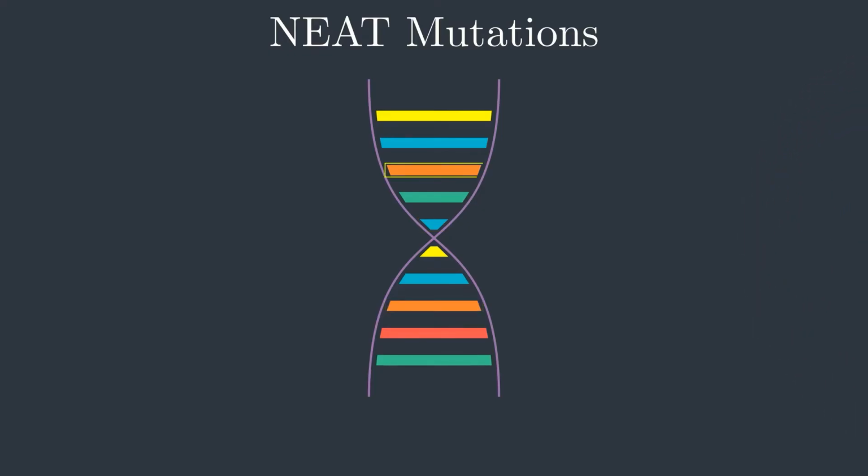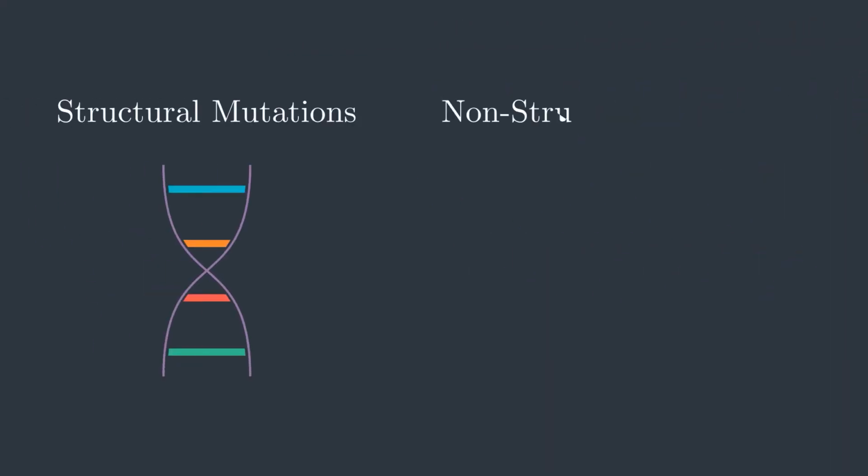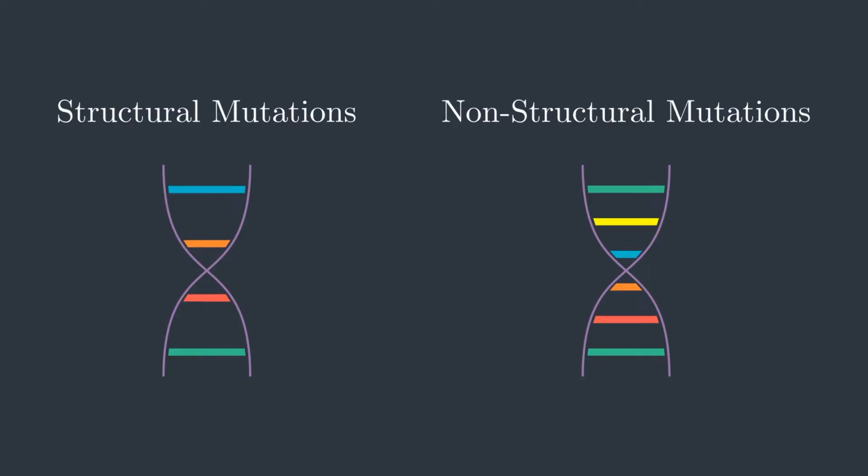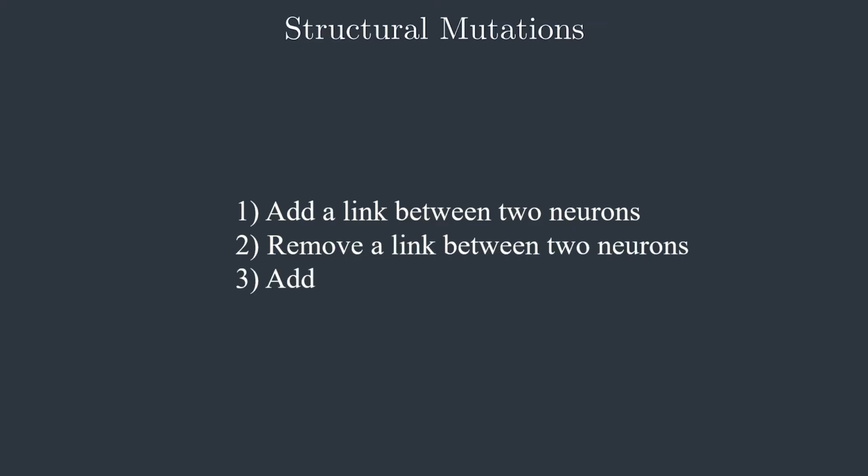I'll split the mutations into structural and non-structural. Structural mutations add new genes to the genome, while non-structural mutations mutate the existing traits of a single gene. I'm going to implement 4 structural mutations in the NEAT algorithm.